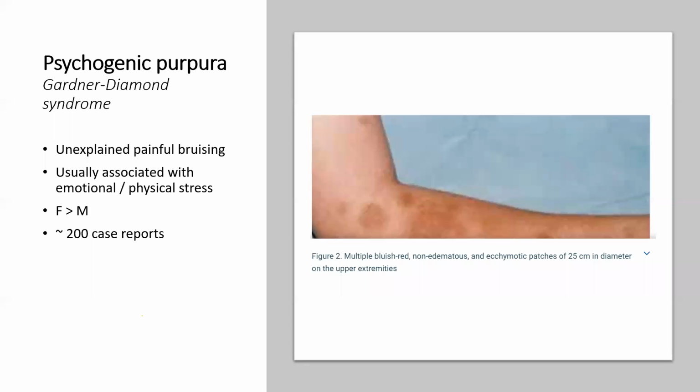So the most well-known of these rare causes is psychogenic purpura, also known as Gardner-Diamond syndrome, where patients have unexplained painful bruising. It's usually associated with emotional or physical stress, more common in females, and worldwide there's been about 200 case reports. The mechanisms are not quite well understood, but Gardner and Diamond, who described the syndrome, called it autoerythrocyte sensitization syndrome. But this is one of many hypotheses. And then there's another disorder. I don't know if anyone in the audience wants to tell me what this bleeding is called, or who's ever seen it.